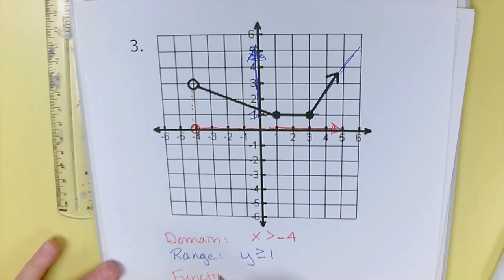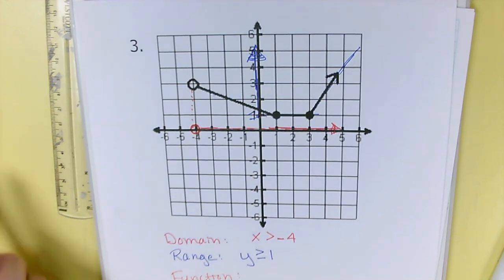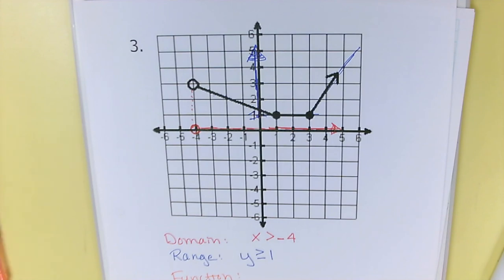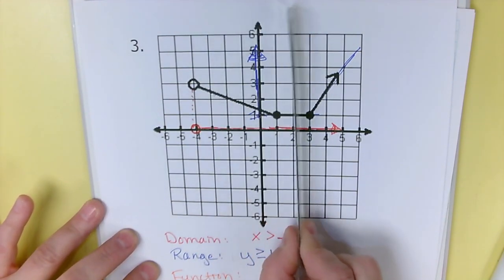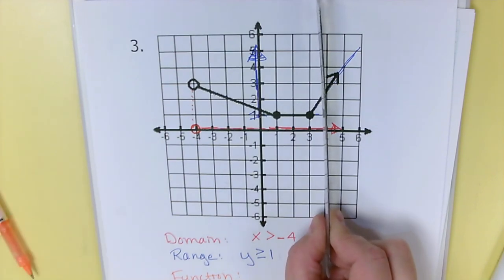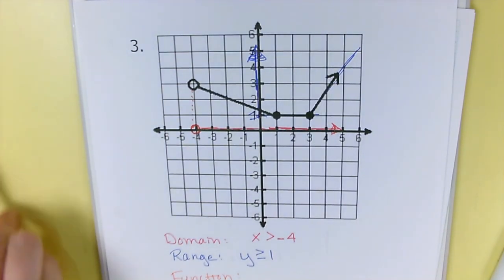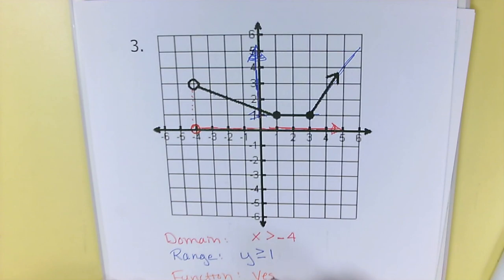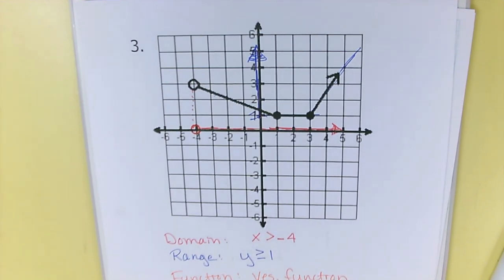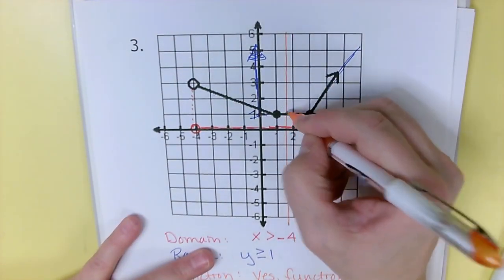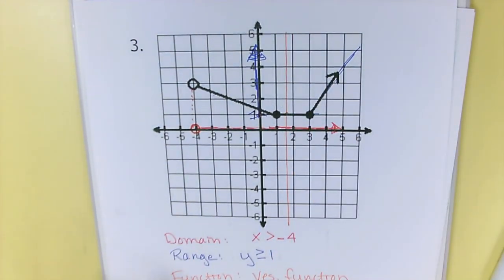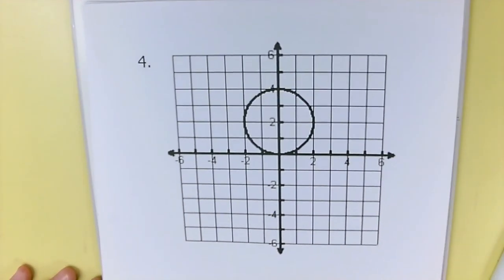All right, now the question, is it a function or not? So if you draw a vertical line, it crosses once. There's no place I can draw a vertical line that it's going to cross more than once. So yes, this is a function. And again, you could draw your vertical line anywhere and it would only cross one time.